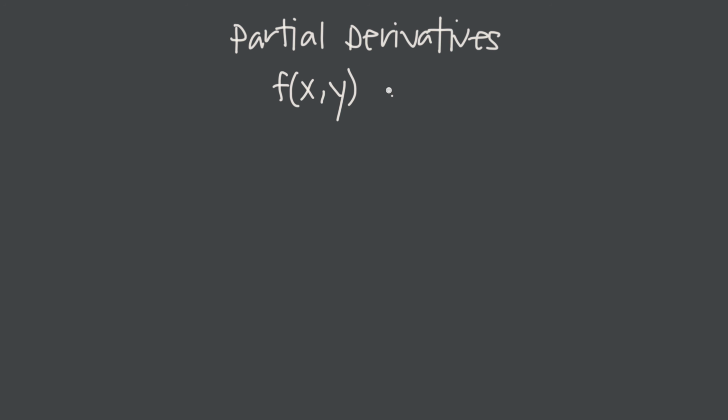Let's say we have f of x, y is equal to e to the xy. So the first thing we want to do is find the first order partial derivatives. So if we say we're going to have one derivative here and one derivative here, first we want to find the partial derivative with respect to x.